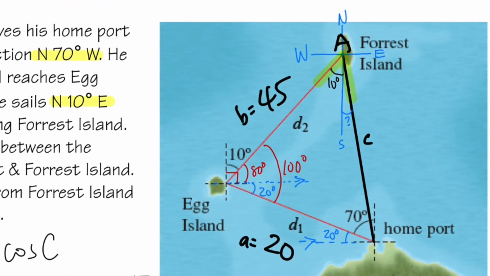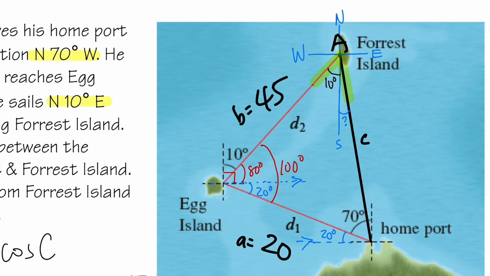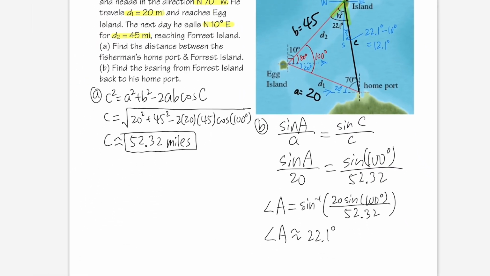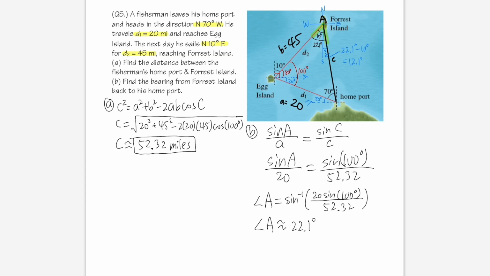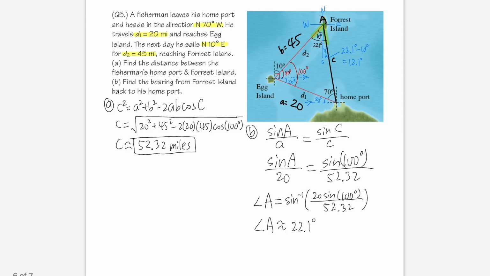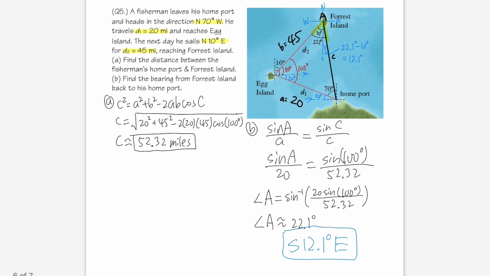Now, if we look back here, the whole thing is 22.1 degrees. That means the blue part, this angle here, must be 22.1 degrees minus 10 degrees, which is 12.1 degrees. So, to answer our question, we will have south, and then 12.1 degrees east. And that will do it.